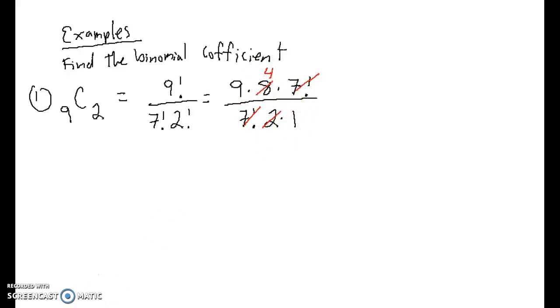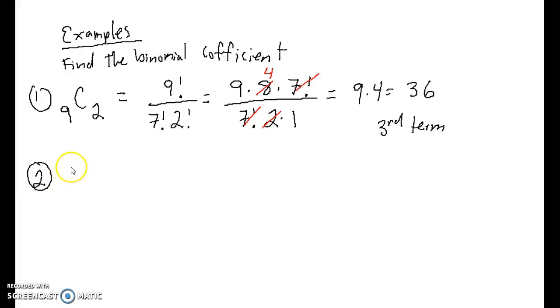The 1 really makes no difference, right? 1's not going to change anything. So 9 times 4 is going to leave me with 36. So that would be my coefficient, and this would actually be my coefficient for the third term. Because we would start off with 0. R equal to 0 would be our first term, 1 would be our second term, so 2 would be our third term. That can be kind of confusing a little bit.